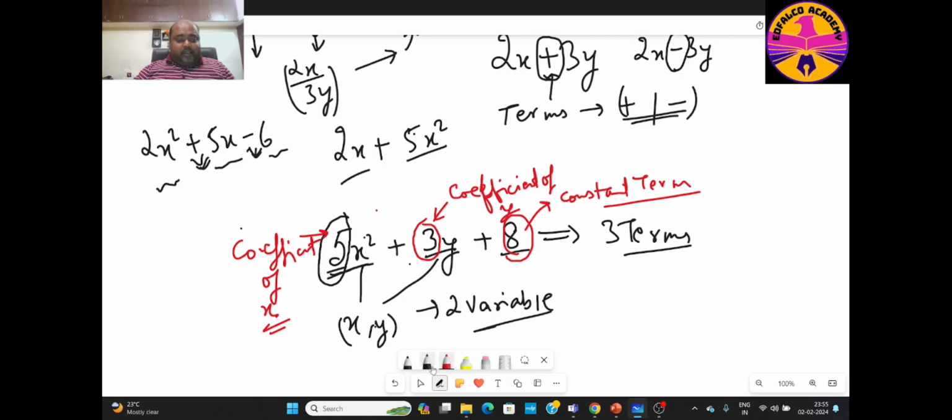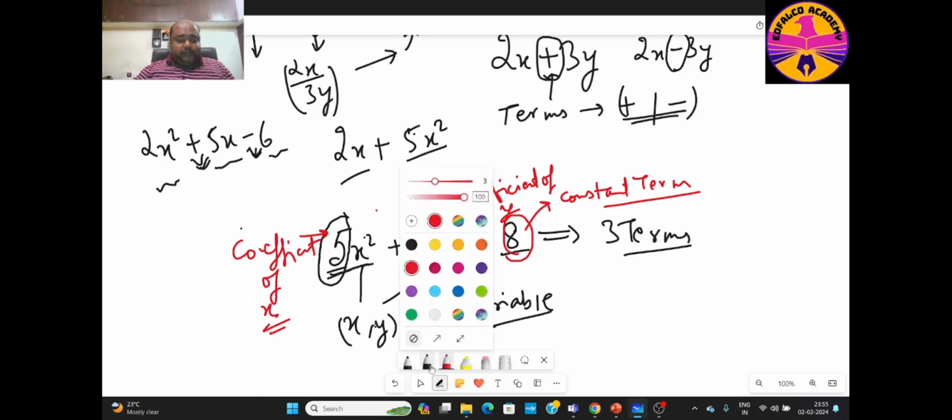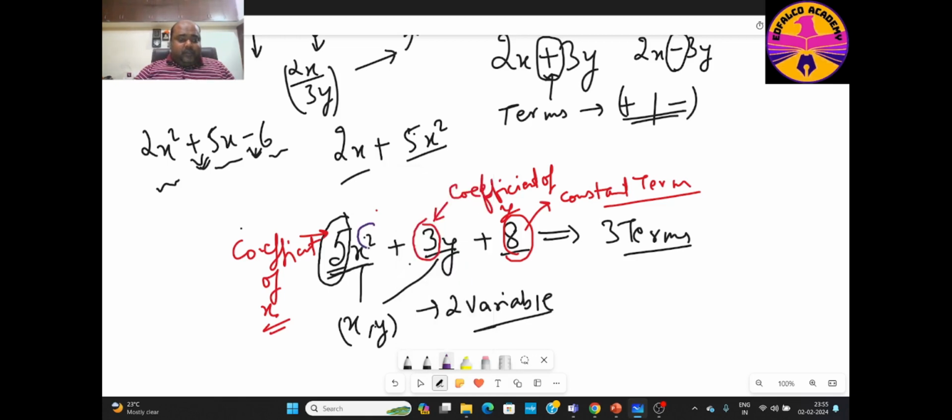Another important aspect to understand is about the power. So here you see that x has got the power 2. Y has just got the power, how much is the power in y? Y power is basically 1, because we can obviously write y as y to the power 1. Y to the power 1 is nothing but y. We all know that. So the power of y is 1.